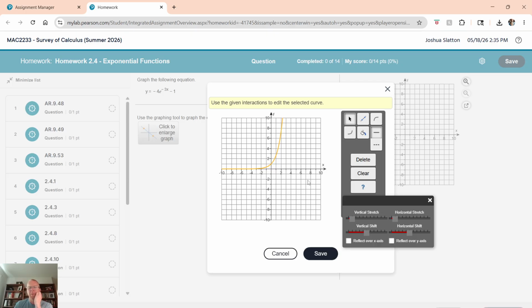So now we have these options for the stretches or the shifts or the reflections. You just have to tell it which ones you want to do. We have the negative in front, so that's going to reflect over the x-axis. We have the 4. We didn't talk about this one, but when you put a number in front of the basic function or the parent function, that's going to be a vertical stretch. So now you just move this over and you can see it's changing the number, and you want to put that at 4.